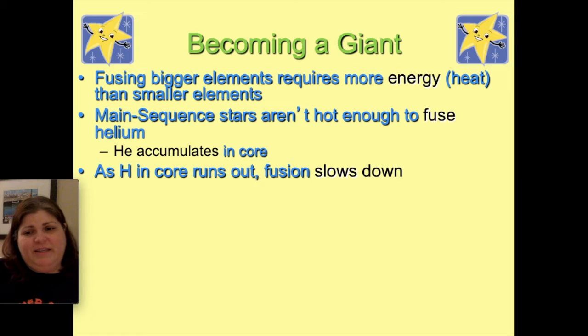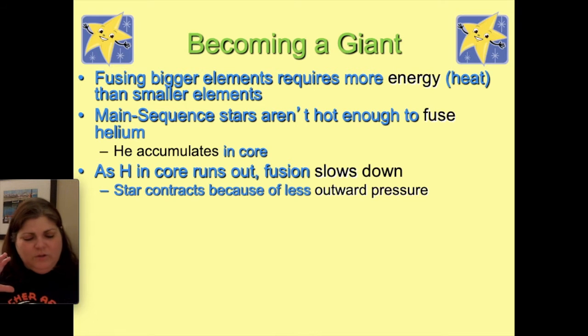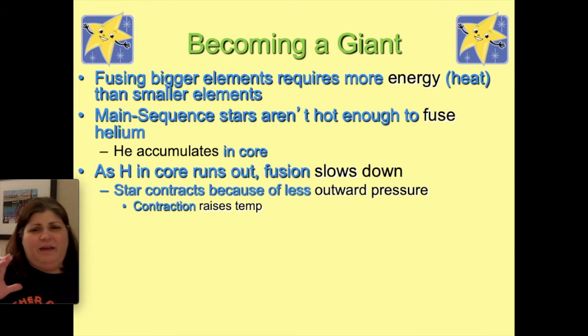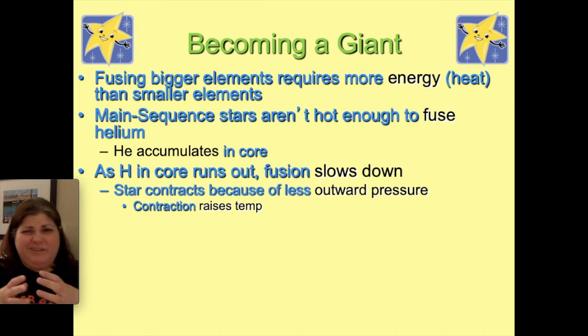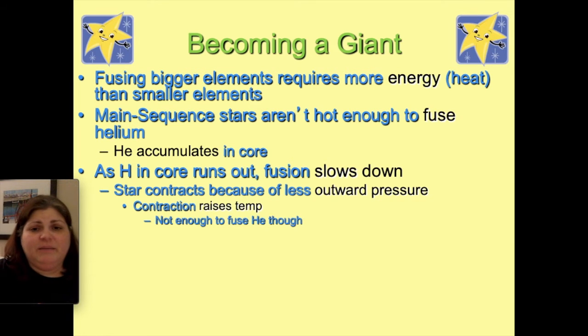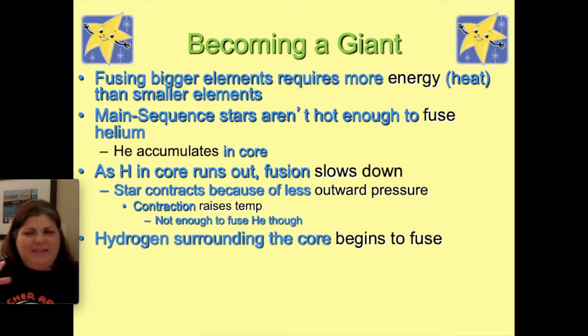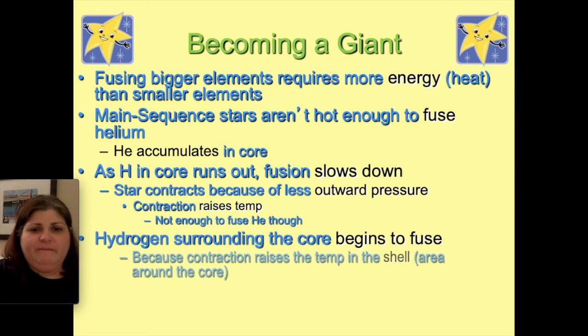Instead of being at a hydrostatic equilibrium in the main sequence, the core starts to contract. As the contraction raises the temperature, it's still not hot enough to fuse helium, but what it is hot enough for is to make the area around the core, the shell, hot enough to fuse hydrogen. So remember, it's got to reach 10 million degrees Kelvin to fuse hydrogen. Previously it wasn't, but due to the contraction, the shell begins to fuse hydrogen.